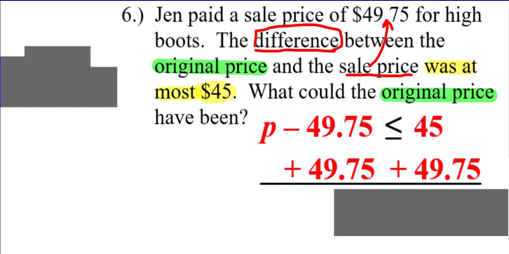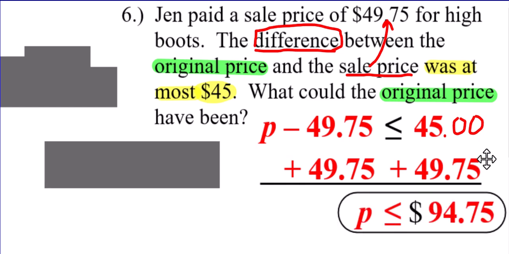You can call the 45 "45.00." That way you don't need to use a calculator. You can just quickly add, and you will get 75 cents here, and then 5 plus 9 is 14. Carry the 1. You will get $94.75. Put a dollar sign on that answer, and you got it.